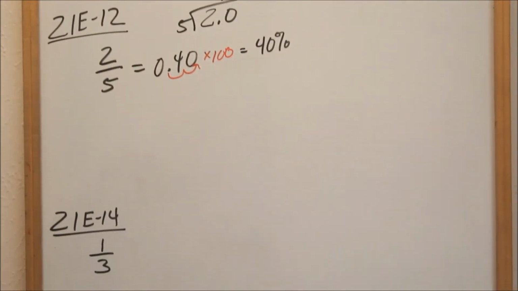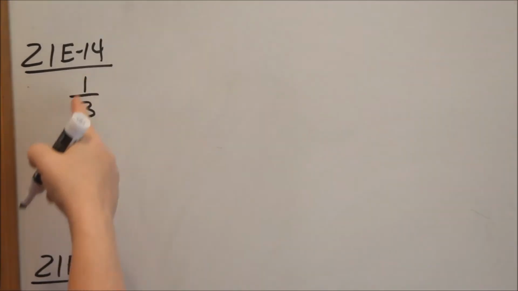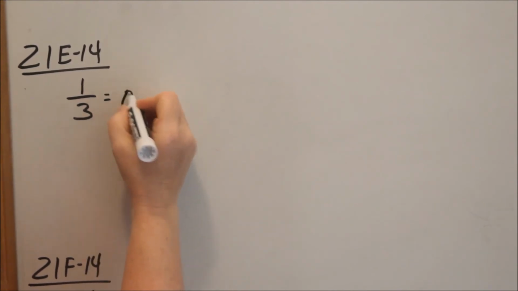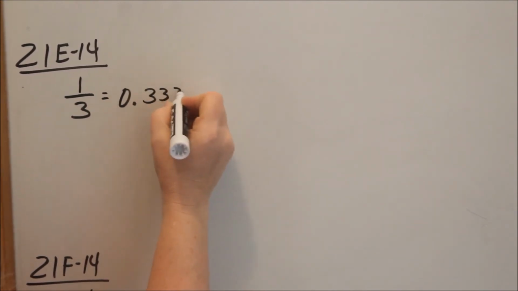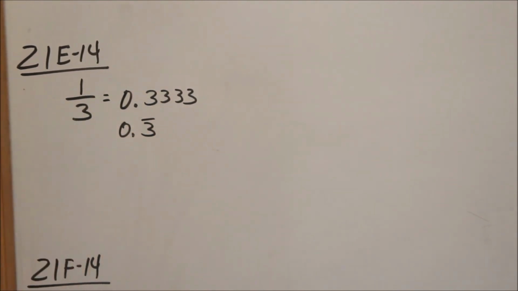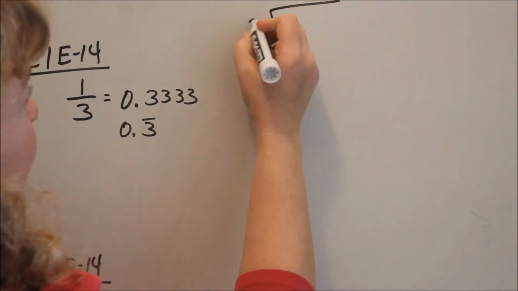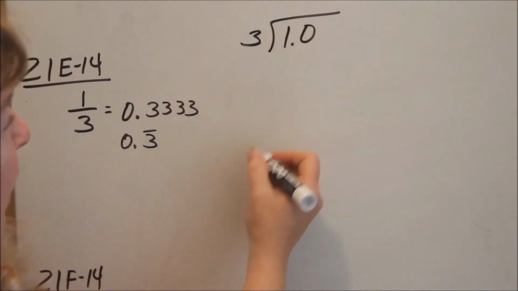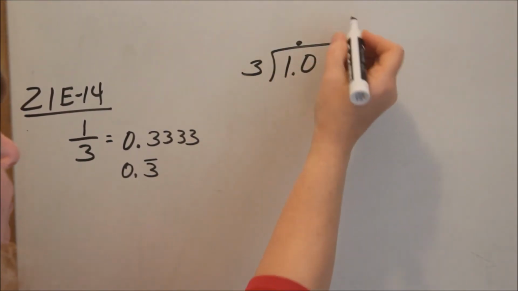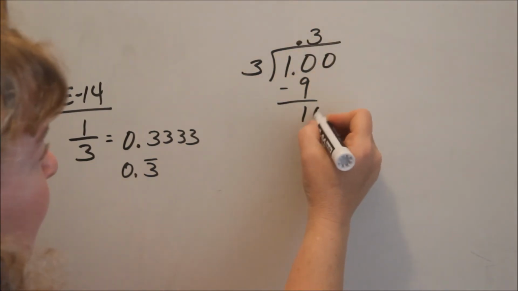Now, look at 20E number 14, 1/3. If you do 1 divided by 3 in your calculator, you're going to get a repeating decimal, 0.3333, which is 0.3 with the repeating bar over it. The book is not going to put it in this format, so I'm just going to show you in long division. That would be 1 divided by 3. Add a decimal, add a 0, and the decimal comes up here. The most times 3 goes into 10 is 3. 3 times 3 is 9, subtract. Add a 0, add a 0.